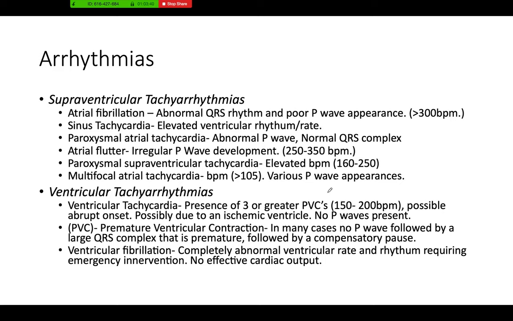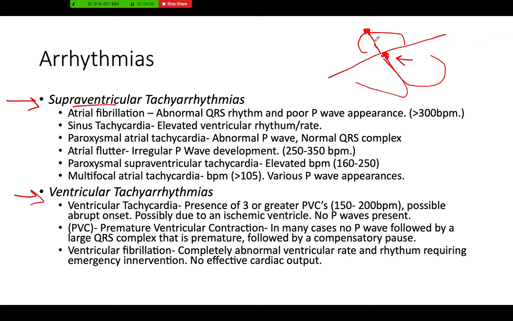So let's talk about some of our supraventricular tachyarrhythmias. So this is, again, above the ventricles. We have our SA node that transmits to the atria. We have our AV node that transmits to the ventricles. And then we have a connection in between these two. The difference between supraventricular and ventricular tachyarrhythmias is this line here. A supraventricular tachyarrhythmia means it's above the AV node. So it is originating from the SA node, from the atrial muscle. Something is disordered here above the ventricles.